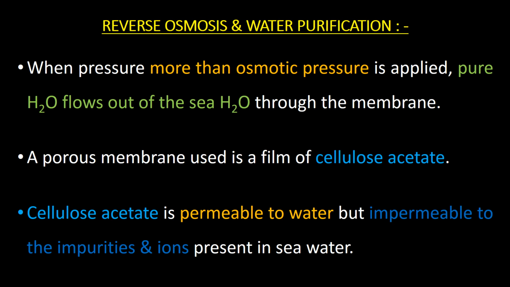When a pressure more than osmotic pressure is applied, pure water flows out of the seawater through the membrane, and seawater becomes salt free. And here a porous membrane is used, which is a film of cellulose acetate, and cellulose acetate is permeable to only water but impermeable to the impurities and ions present in the seawater.